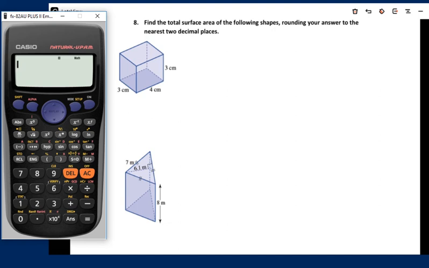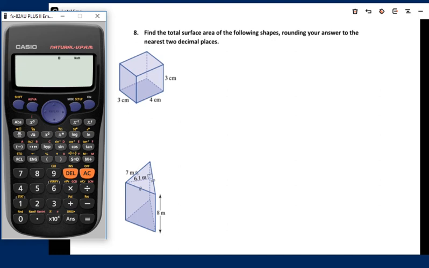Alright, so with this question we're asked to find the total surface area of the following shapes. So I'm just going to highlight the key things of this particular question. We need to find the total surface area. We need to round our answer to the nearest 2 decimal places. So let's take a look at the cube, for example.